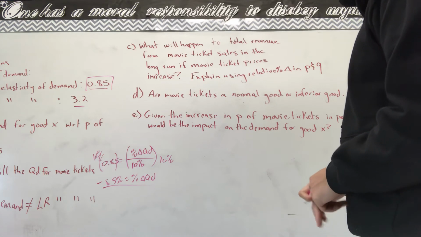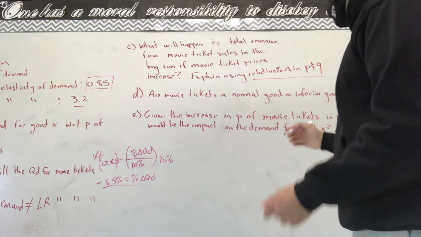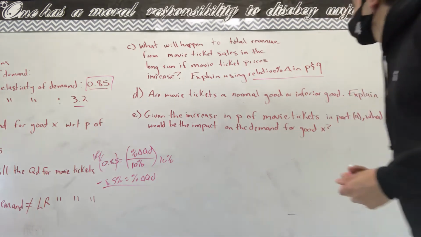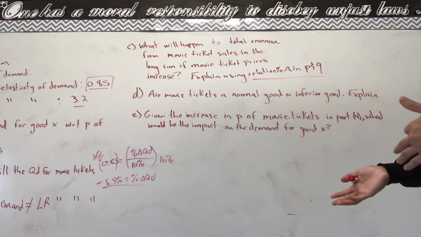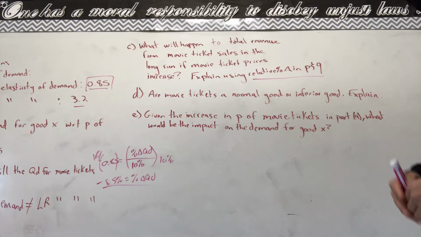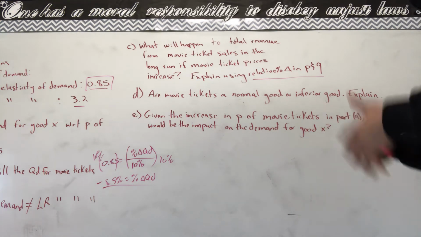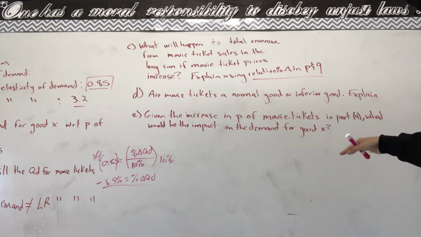Because it says explain using relative percent change in P and Q. Say that your relative percent change in quantity demanded is going to be greater than your relative percent change in price, because the price elasticity of demand is elastic. It's greater than 1, and so therefore you would have less revenue. Something along those lines. I'm not going to write that out.